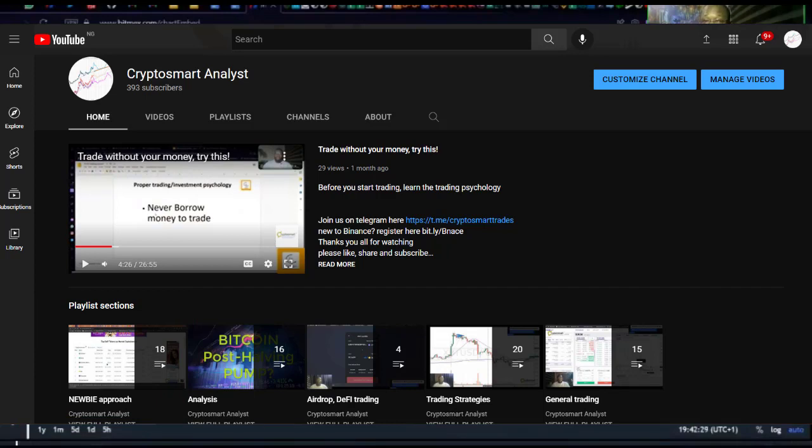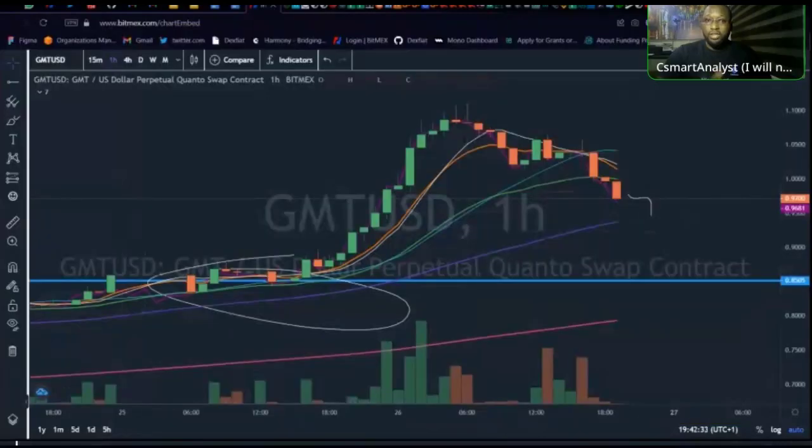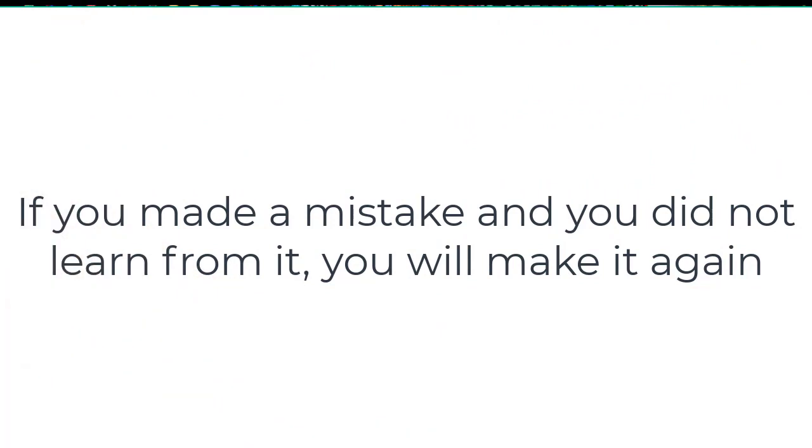Most of the things I know right now are not things I learned within a month or two. These are things I've been doing over years, okay? I've made mistakes, and I learn from my mistakes. If you make a mistake and you cannot learn from it, you're going to make the mistake again. So it's very important for you to really understand when you make a mistake or you traded at a loss.